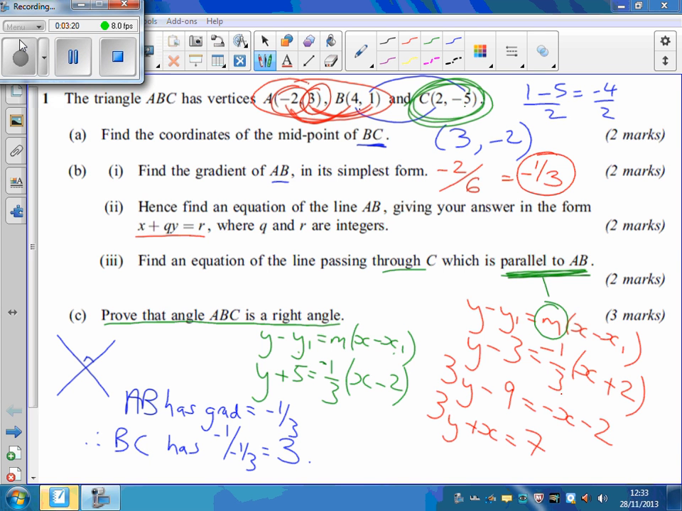Let's see if it does. Does BC have a gradient of 3? Let's go all the way back to here. So how far up is it going? There to there, it's going up 6. How far along is it going? It's going down 2. -6 divided by -2 does indeed give 3. So therefore, perpendicular. Therefore, the angle is 90 degrees.